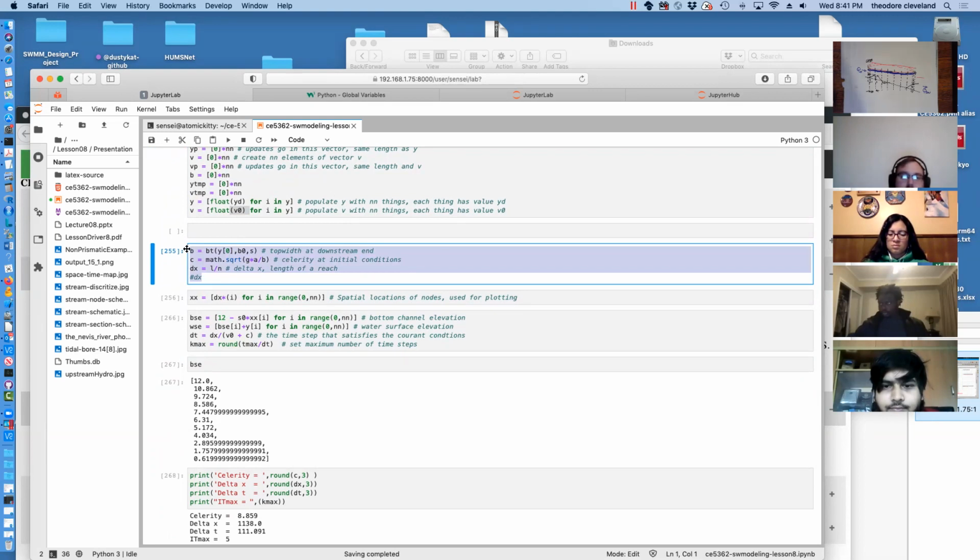We are computing the top width at the downstream end. We're computing something called the celerity, which is the square root of gravity multiplied by area divided by top width. So that represents the speed of a shallow wave propagating in an open channel. And that's called the celerity. And the celerity plays an important role in how we're going to do time stepping.